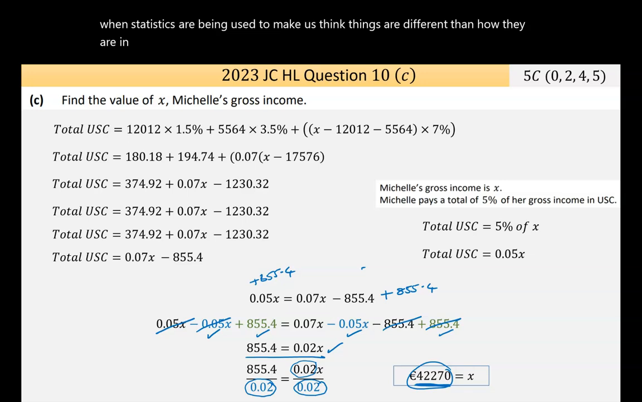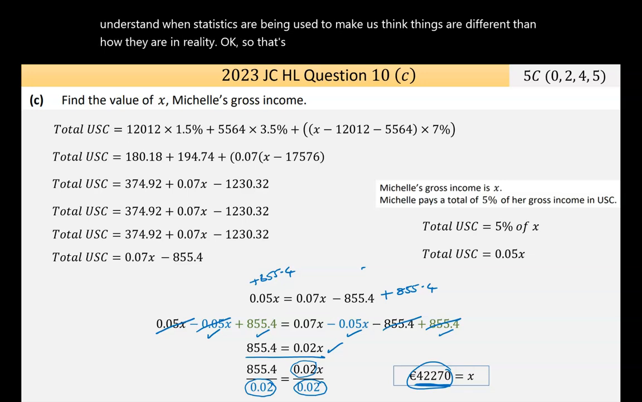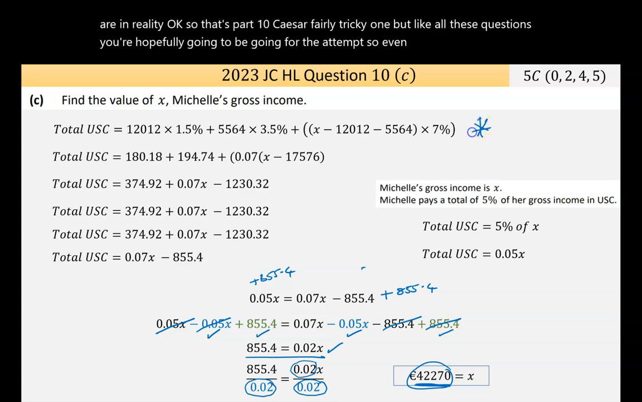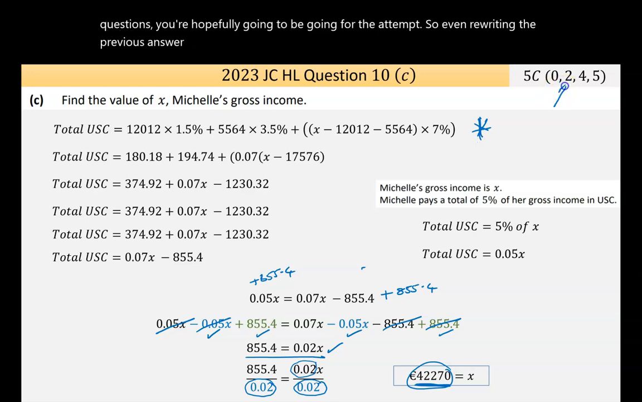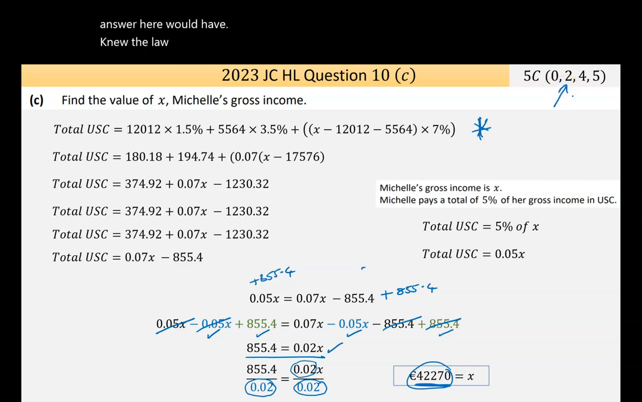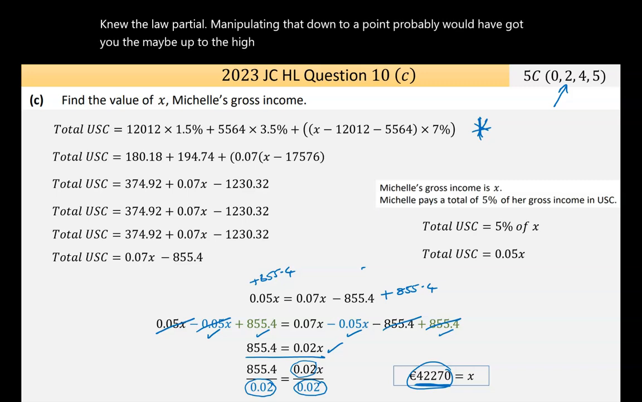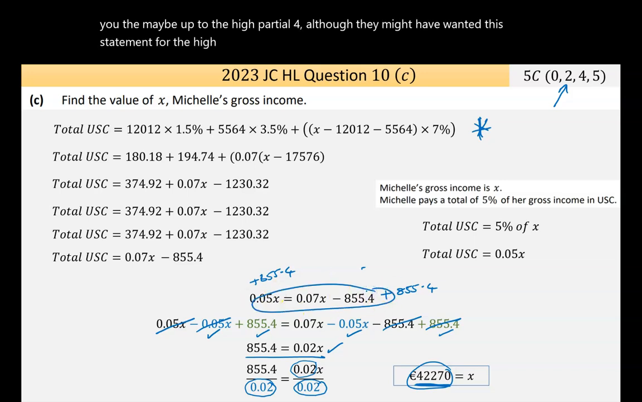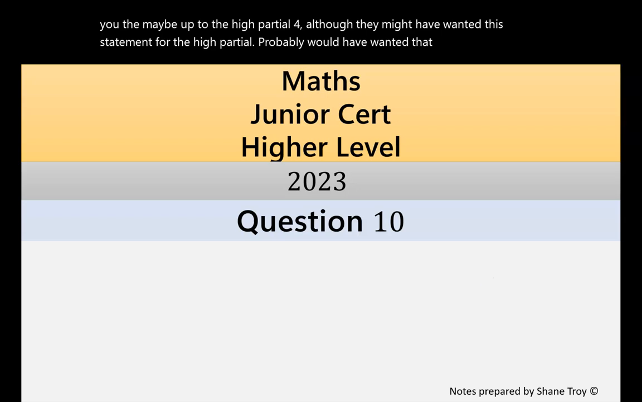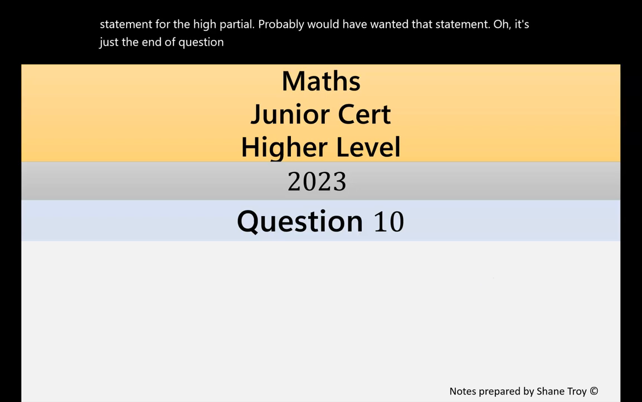So that's part 10C, a fairly tricky one, but like all these questions, you're hopefully going for the attempt. Even rewriting the previous answer here would have gotten you the low partial. Manipulating that down to a point probably would have got you up to the high partial of 4, although they might have wanted this statement for the high partial. Yeah, probably would have wanted that statement. Oh, actually, that's the end of question 10. I thought it was longer.